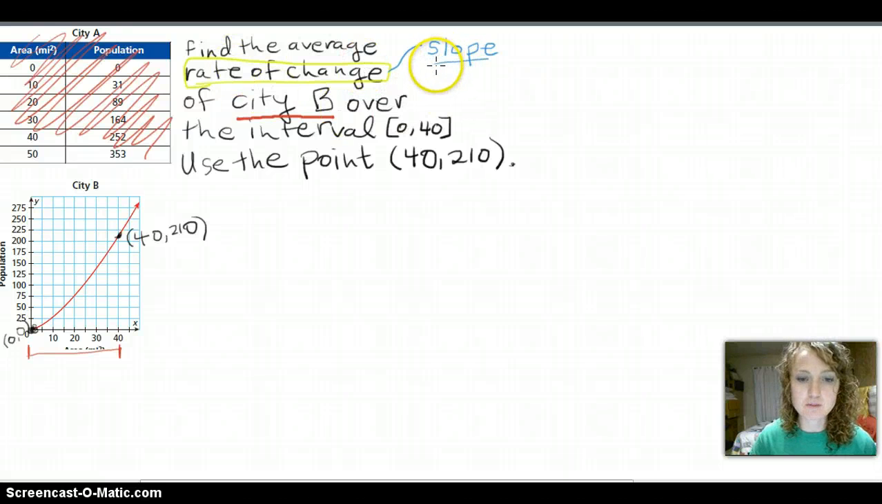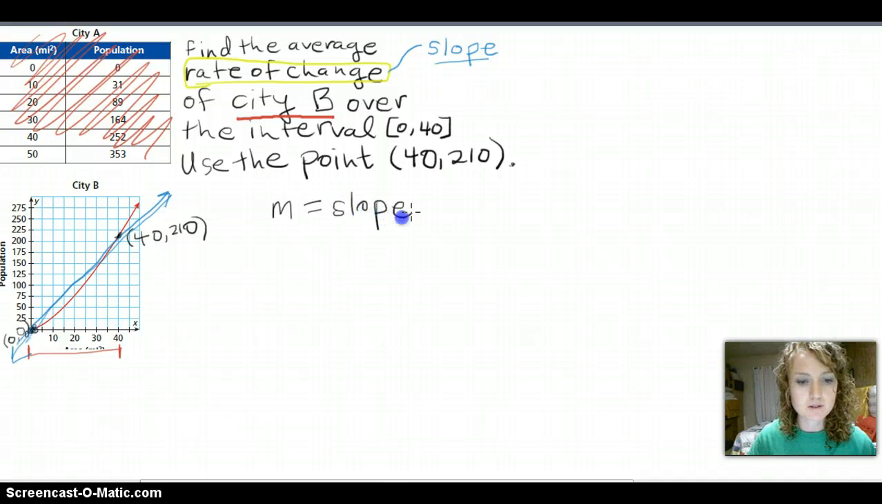Well, that happens to just be the slope of the line that goes through these 2 points. If we can calculate the slope of this line, then we will have our rate of change. You may be familiar with m, the slope, is equal to rise over run, isn't it? So we could do that.